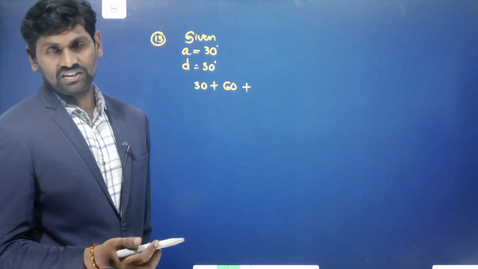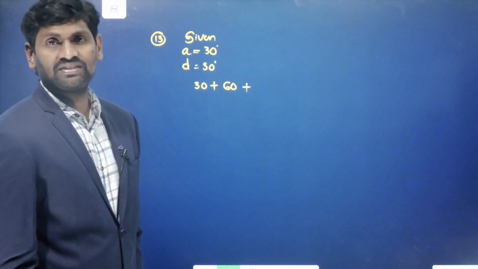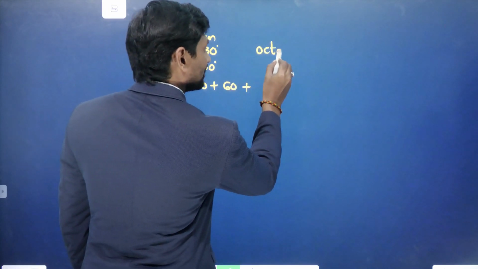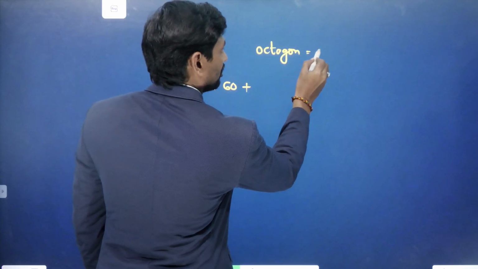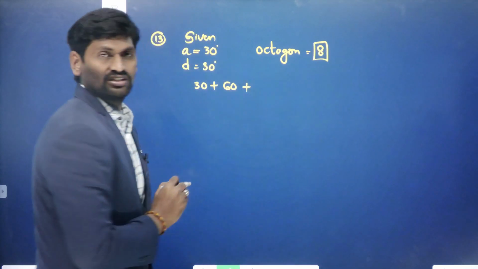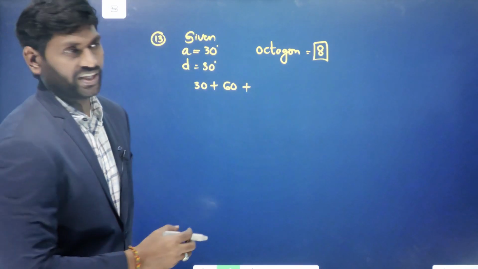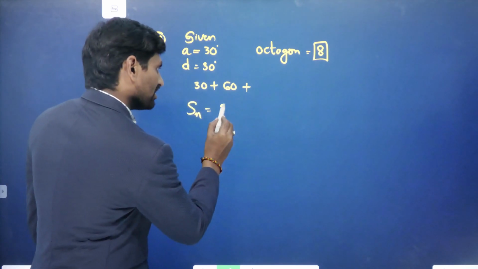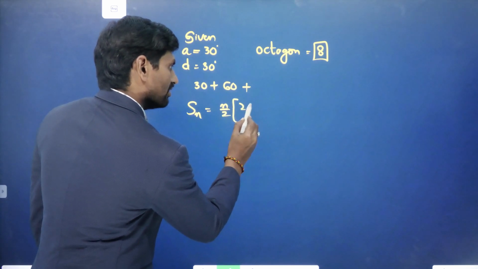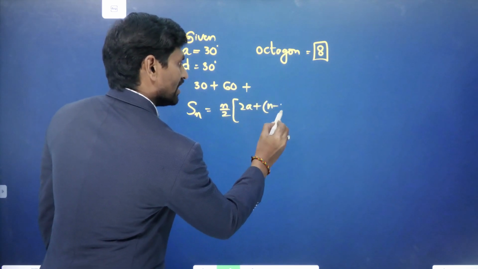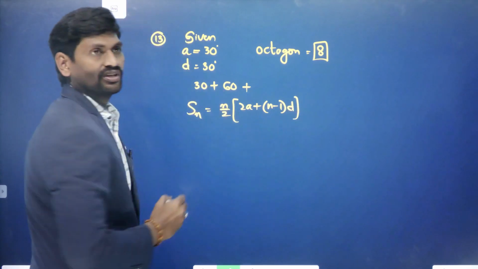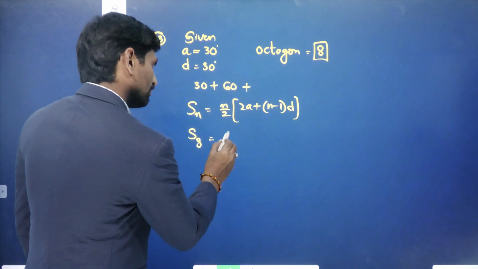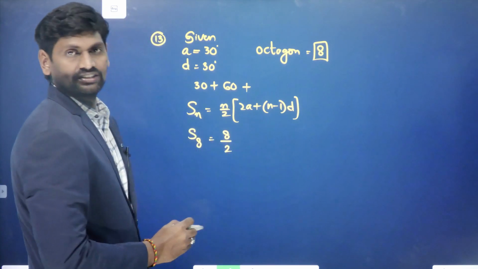How many are there? We need to find the sum of all angles. How many angles are there? Because it is an octagon, octa means 8 angles. Octagon means it must have 8 angles. That means the sum of 8 angles we should find. The sum of n terms formula: Sn is equal to n by 2 into 2a plus n minus 1 into d. This is the Sn formula. We should find S8, that means in the place of n we should write 8.